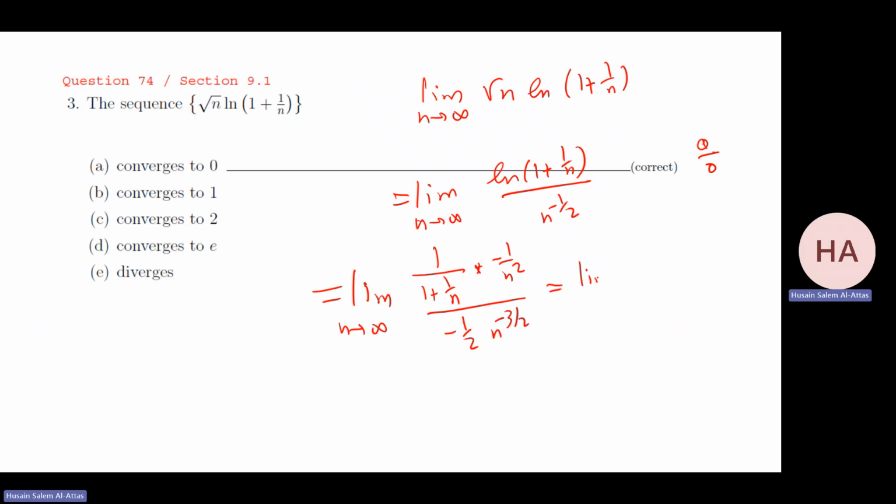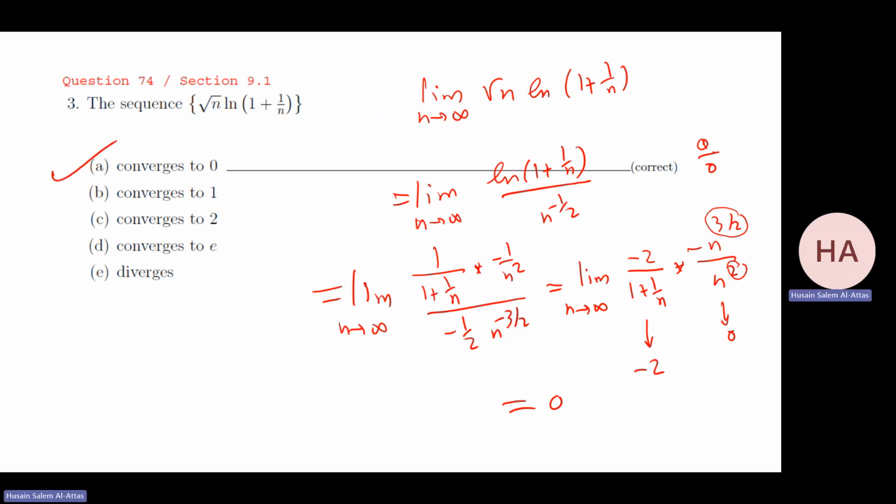So this I can rewrite as minus 2 over 1 plus 1 over n times n to the power 3 over 2 over n squared. The power in the numerator is less than in the denominator, so this goes to 0, and this goes to minus 2. So the answer is 0. So this converges to 0.